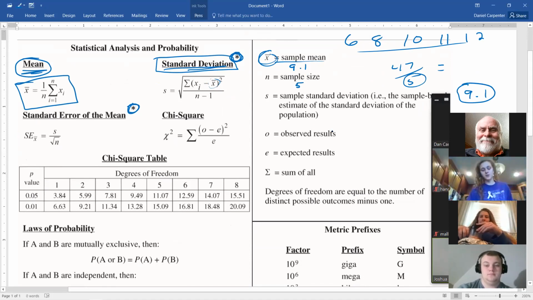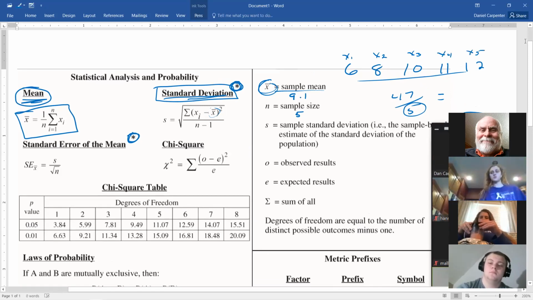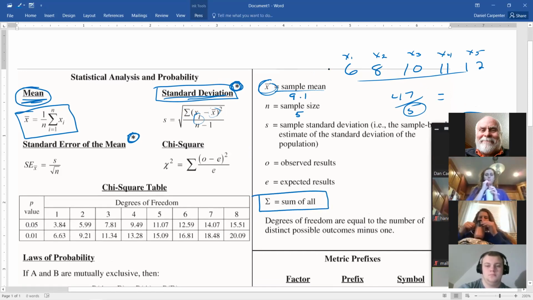So what they don't list here for you is xi. So this would be x1, this would be x2, this would be x3, this would be x4, this would be x5, and the i means we're adding up x1, sum of. See, sigma is the sum of all of them. So we're going to add up each of these subtracted by 9.1 and then divide it by n minus 1 or 5 minus 1.